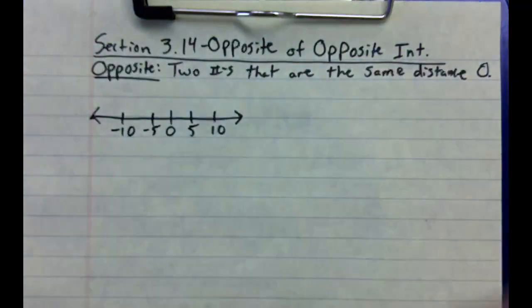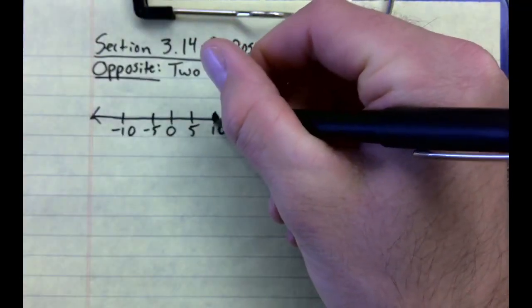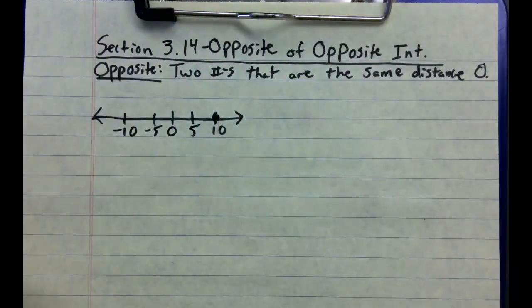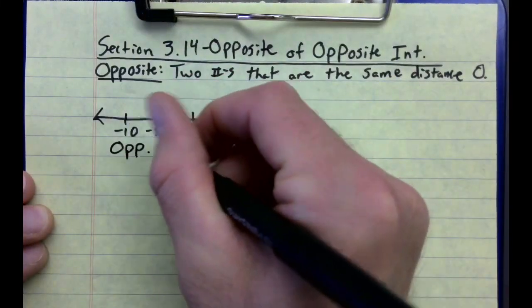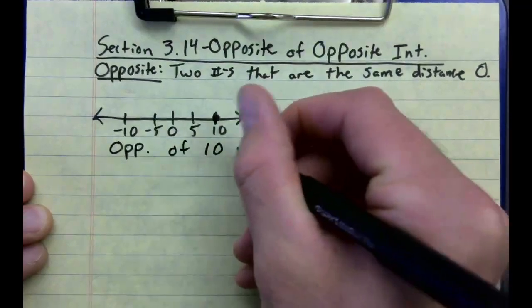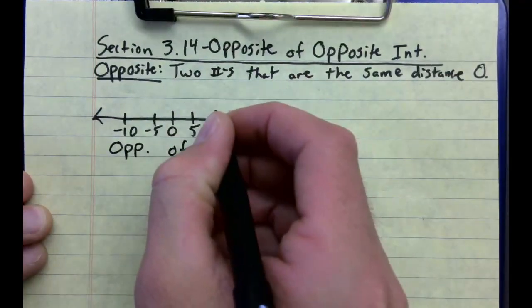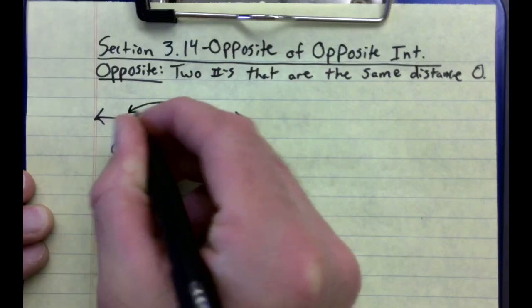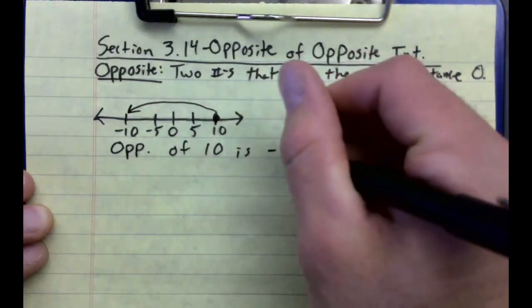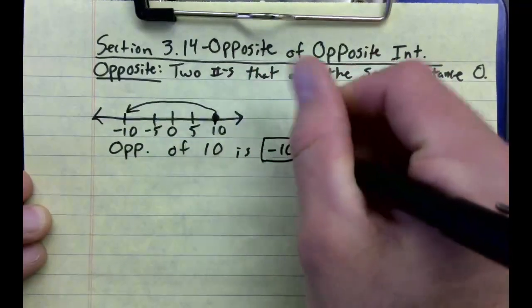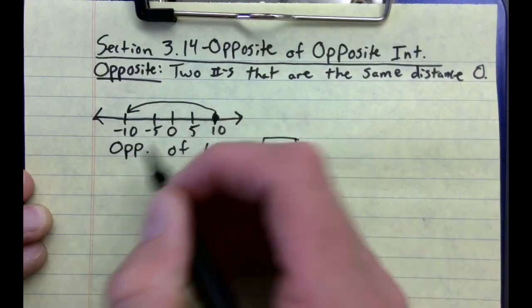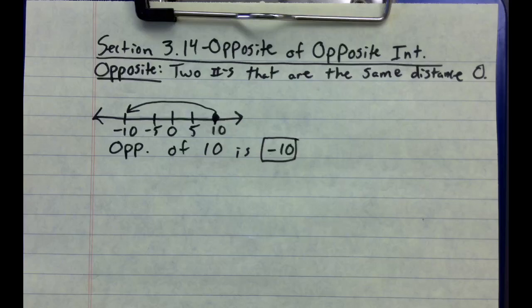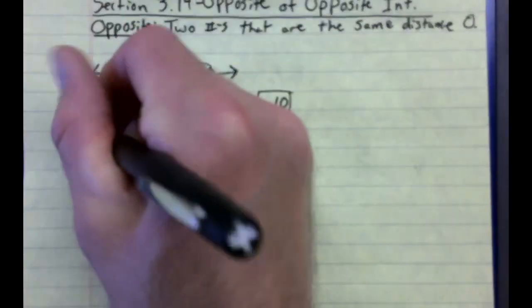If we're looking at the integer 10, okay, we plot that, but the opposite of 10 is what? Well, -10. We know the opposite of 10 is -10 because it is the same distance from 0. Okay? But note this. This is important on the note.